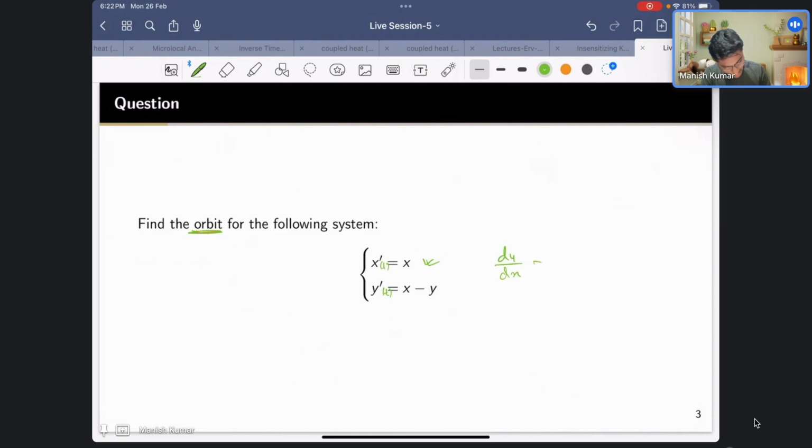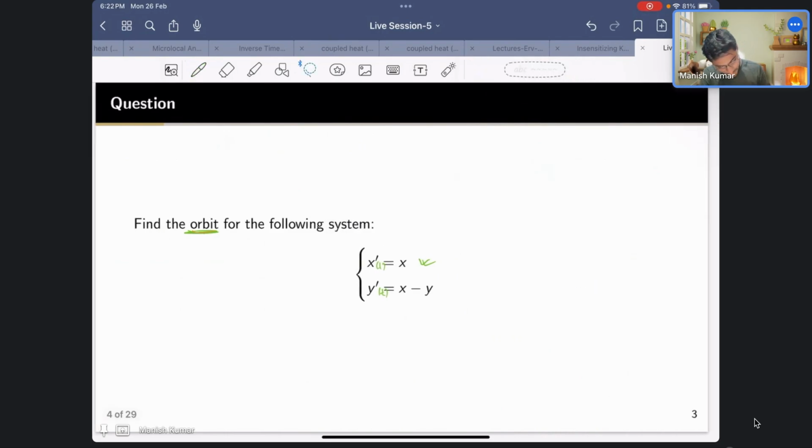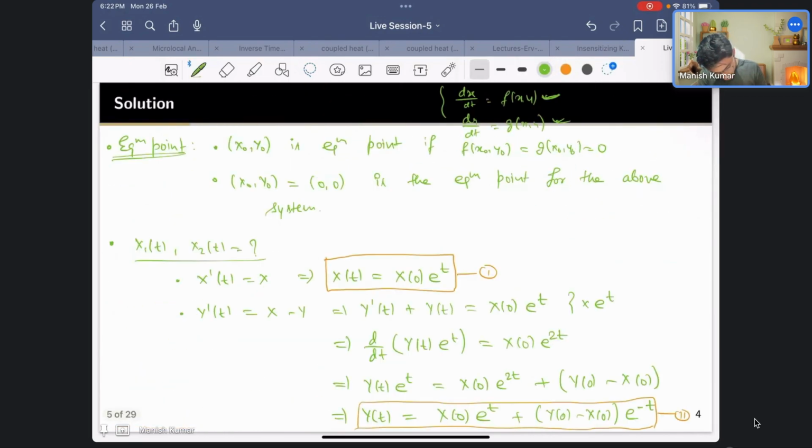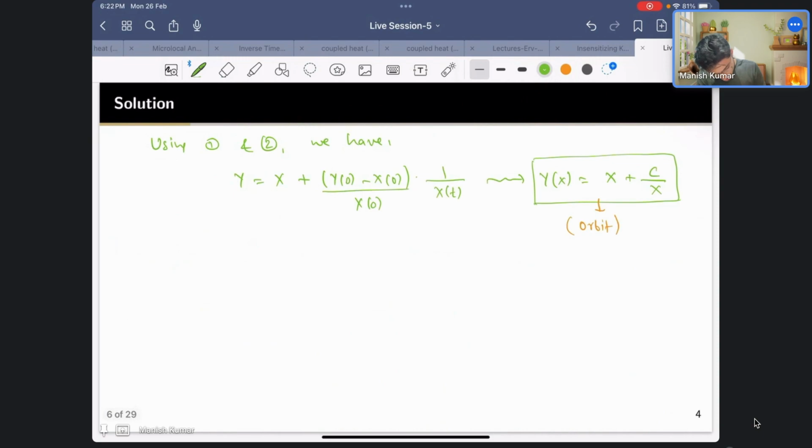So dy by dx you write as dy by dt upon dx by dt, which is nothing but x minus y upon x. Now there is no involvement of t here. Now you can solve it and then you get the solution. Okay, so let us try to see. So this is what we have. So this is another way maybe.